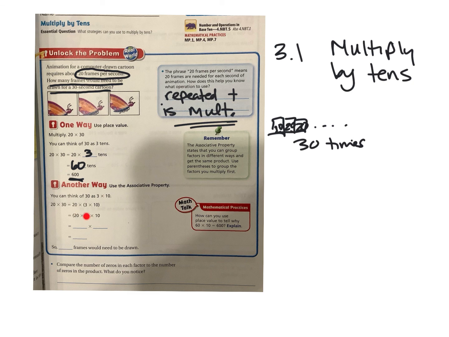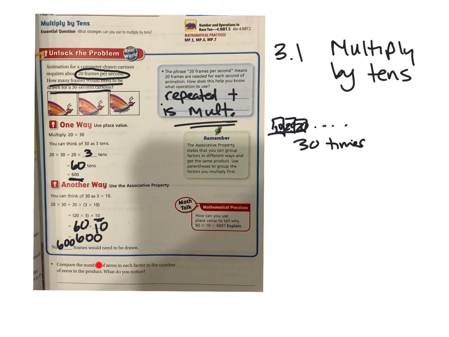20 times 3, remember that's 2 times 3 is 6 with the 0 there. So we would get 60, and then we still have this times 10. And 60 times 10, well, 6 times 1 is 6, and 2 zeros makes that 600. So 600 frames would need to be drawn.